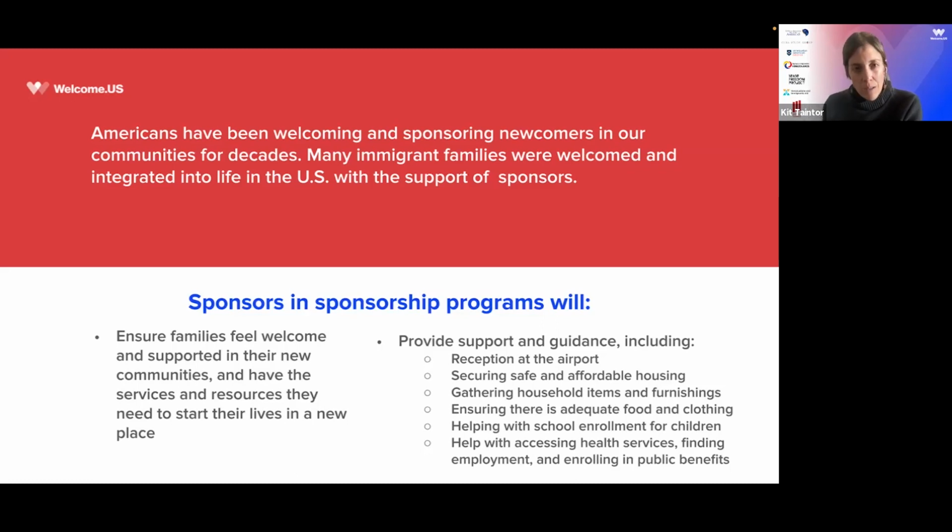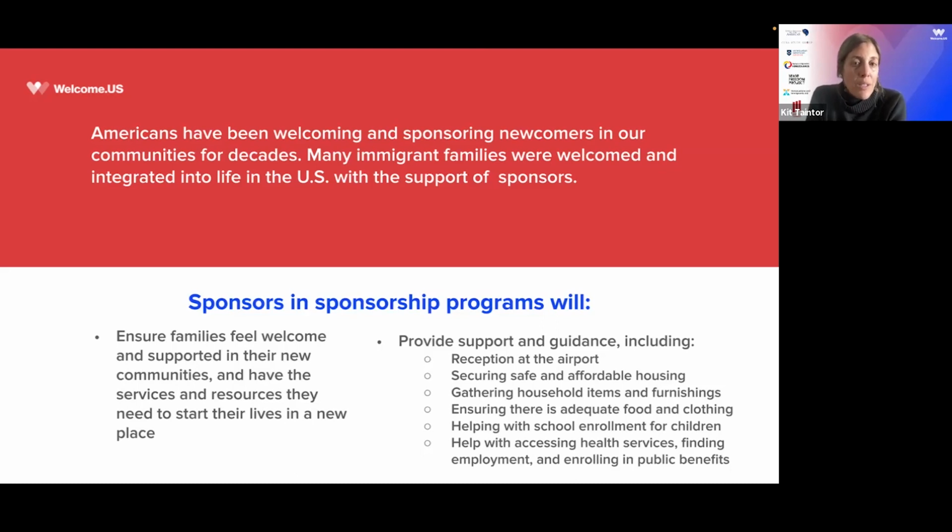So not only is a sponsor a lifeline, providing a safe passage for someone to come to the United States through that I-134 application that I briefly mentioned before, but a sponsor can also help a newcomer find their footing in their new community in the United States. Sponsors can do a whole host of things, but that might include welcoming newcomers at the airport as soon as they arrive. You could assist with securing housing, whether that is in your home on a temporary basis or in an apartment near public transportation.